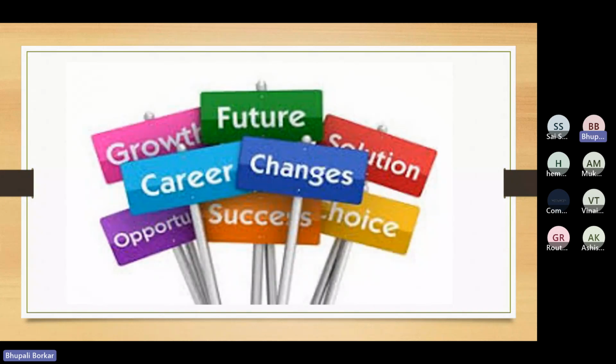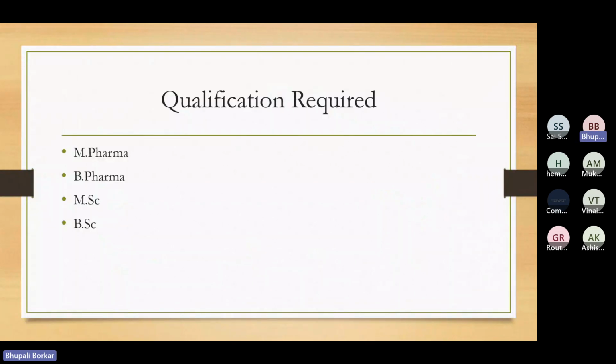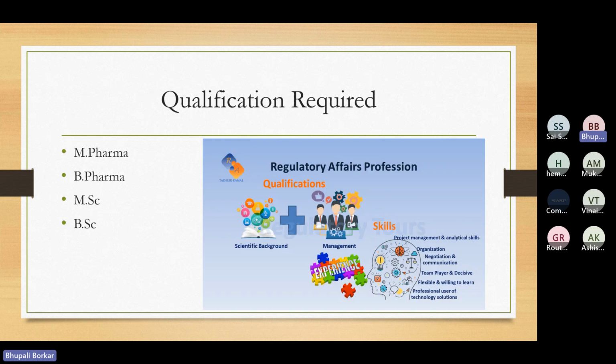The most important part of this is, why do we have to enter RA? Do we have some future? What are the career scopes? All these things we are looking out for. So first one is qualification. A person who has done Master of Pharmacy, Bachelor of Pharmacy, Master of Science, Bachelor of Science also can enter into the regulatory profession.